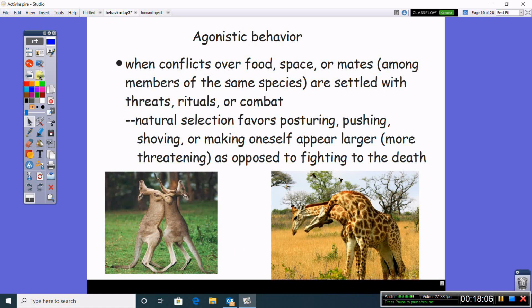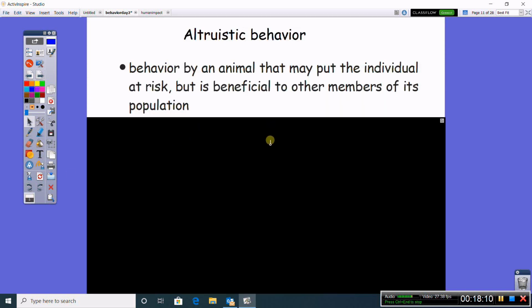Then we're going to look at altruistic behavior. Maybe in your English class, you've heard of altruism. We think of this, I don't want to say sacrificing yourself for the group, because it doesn't mean you have to die. It means you are putting yourself more at risk for the benefit of your population.